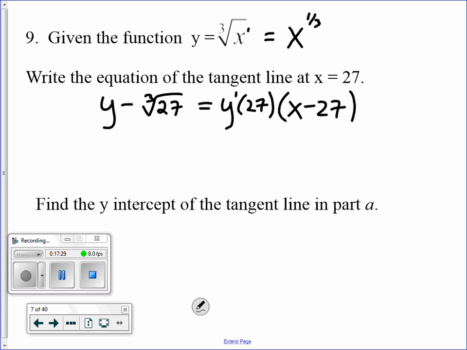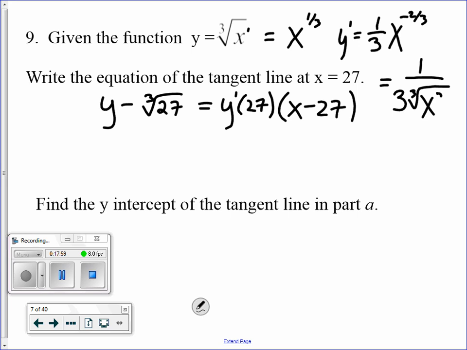So we plug the given x value into the original function to get the y1 and into the derivative to get the slope. So we need to get the derivative. So y prime, using the power rule, equals 1/3 x to the 1/3 minus 3/3, which is negative 2/3. Now, other places I've just left the negative exponents, but since you have to plug a number in, it's kind of nice to rewrite it as 1/3 times the cube root of x squared.